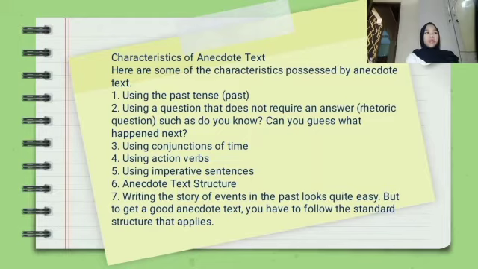Number 2. Using a question that does not require an answer. Number 3. Using conjunctions of time. Number 4. Using action verbs. Number 5. Using imperative sentences. Number 6. Anecdote text structure. Number 7. Writing the story of an event in the past looks quite easy, but to get a good anecdote text, you have to follow the standard structure.